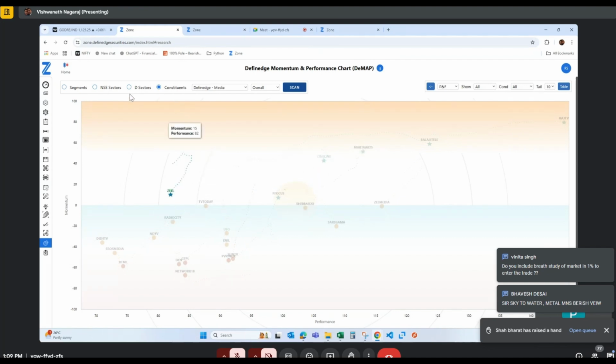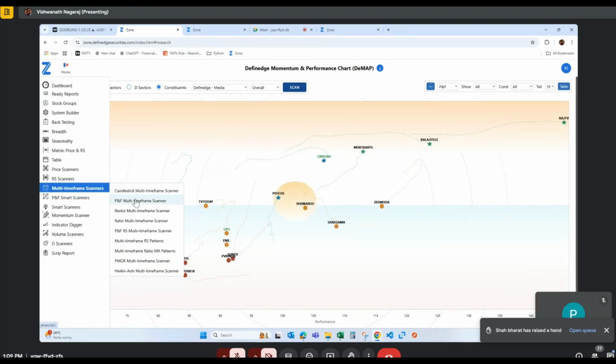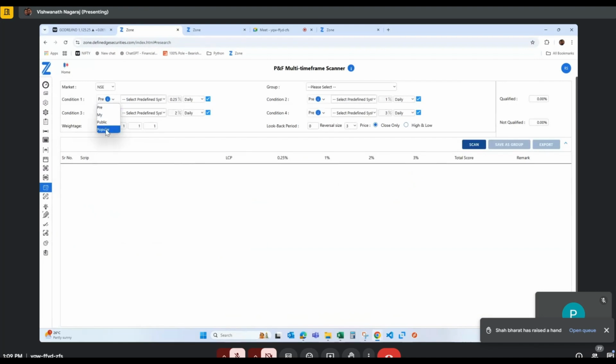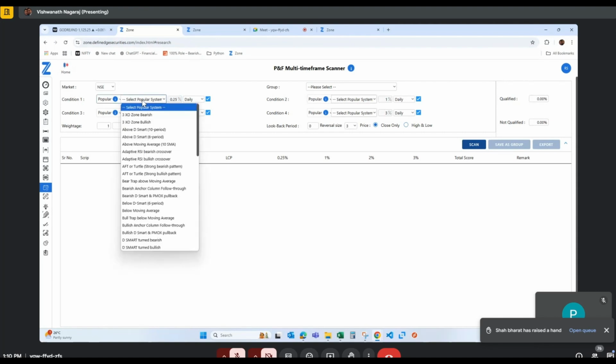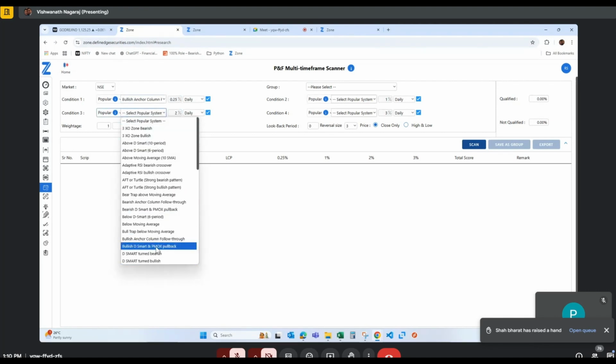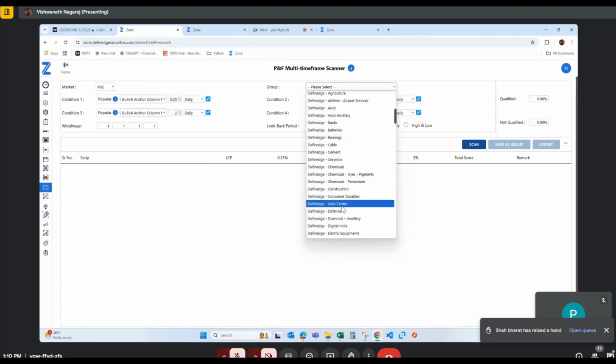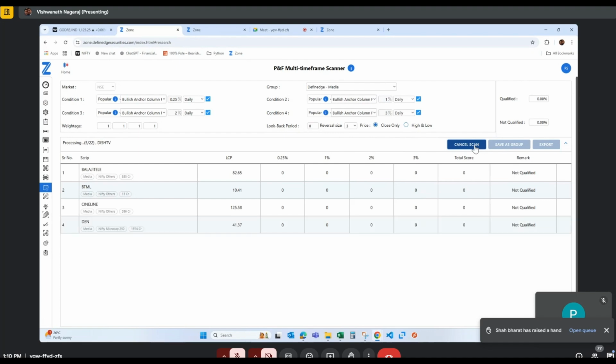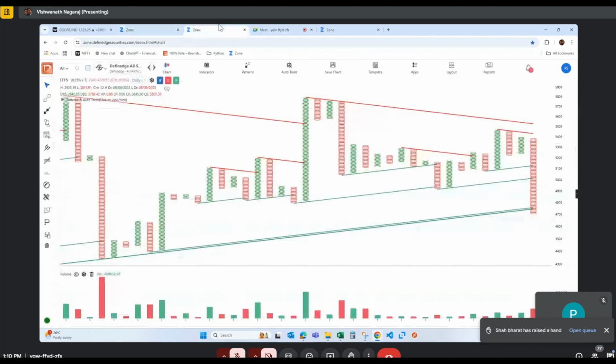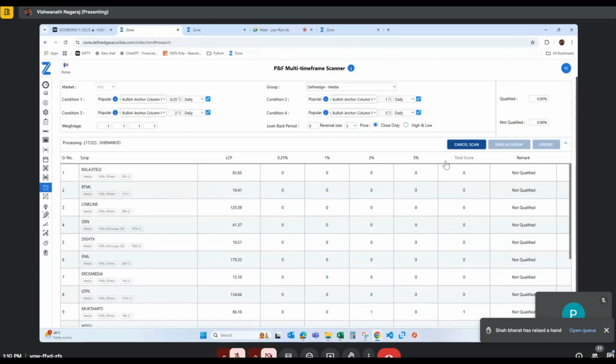Okay, but again, because I don't want to sit and manually do this, and I have the option of multi-time frame analysis. Somebody is doing 0.15, 0.25, 0.51 for short term. You can change and do this. Simple. Again, all times will be bullish anchor column follow through. And we did define edge media. Where is media? Here only Mukta Arts will come, because Mukta Arts was giving me a good run at 2%, right?